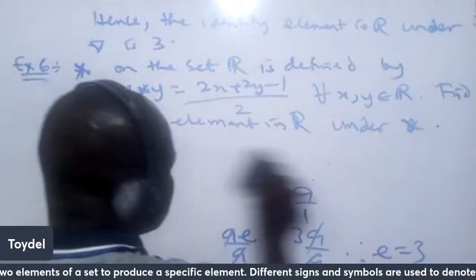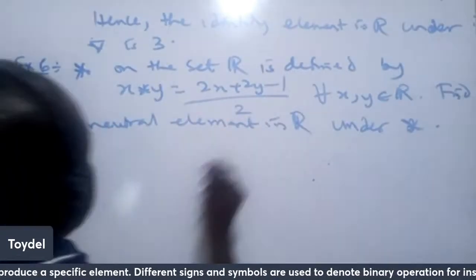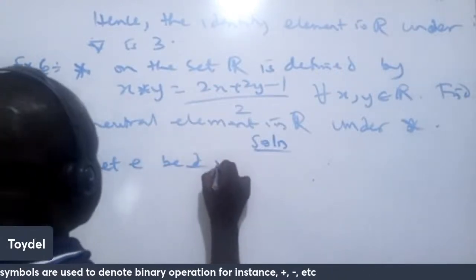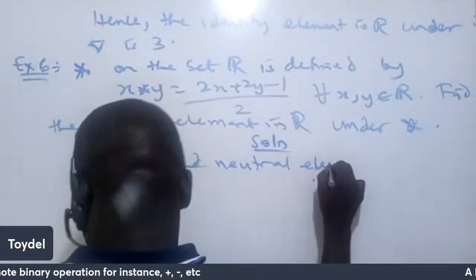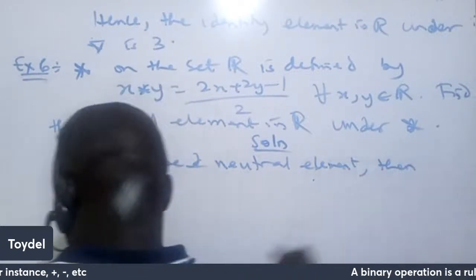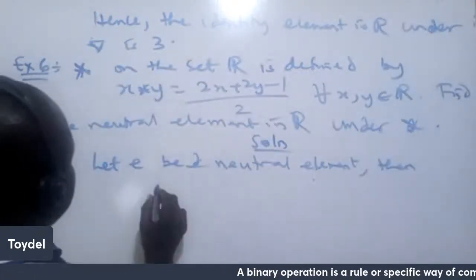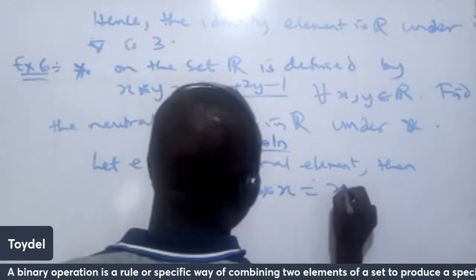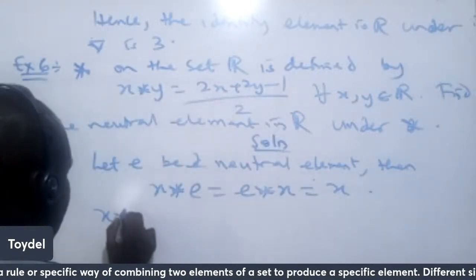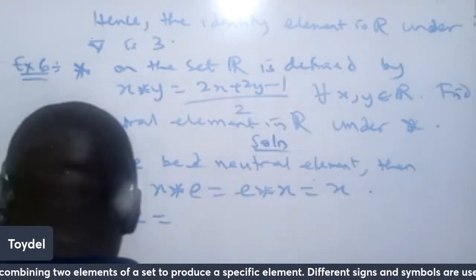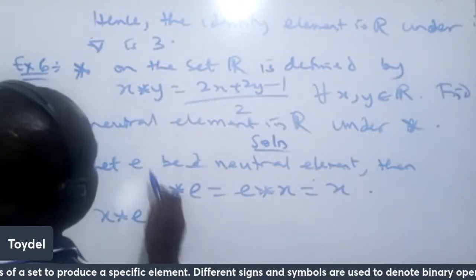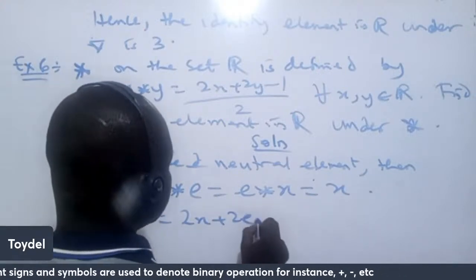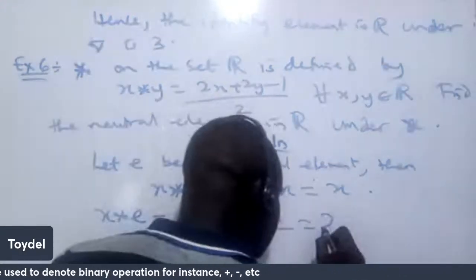Okay, so we know that the neutral element or identity element can be denoted as E. Just say let E be the neutral element. Then what do we want to establish? We want to establish that X asterisk E must equal E asterisk X, and it must give us X. So what is X asterisk E? Wherever you see Y, you change it to E. We are going to have (2x plus 2e minus 1) all over 2, and that must give us X.